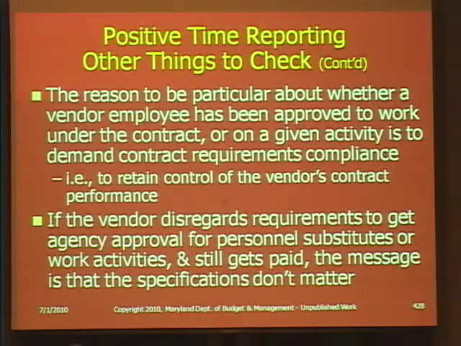And if you get your foot in the door with getting away for things, then the natural tendency is, well, I got away with this one, can I get away with another one? So you need to let them know that you're aware of them doing it and you don't approve of them doing it, and they won't get paid for doing it and they won't be allowed to do it again, etc. In other words, last bullet, if the vendor disregards requirements to get agency approval for personnel substitutes or work activities and still gets paid, the message is that the specifications don't matter.